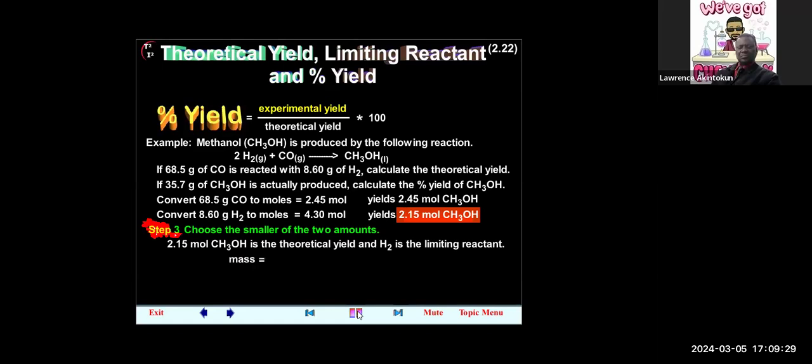Mass equals moles times molar mass, which equals 2.15 times 32.0 grams per mole, which equals 68.8 grams.